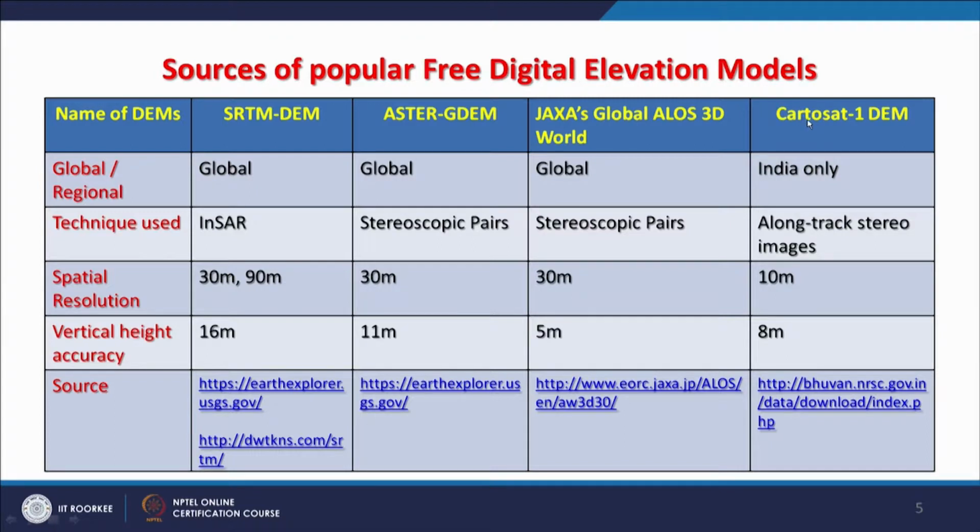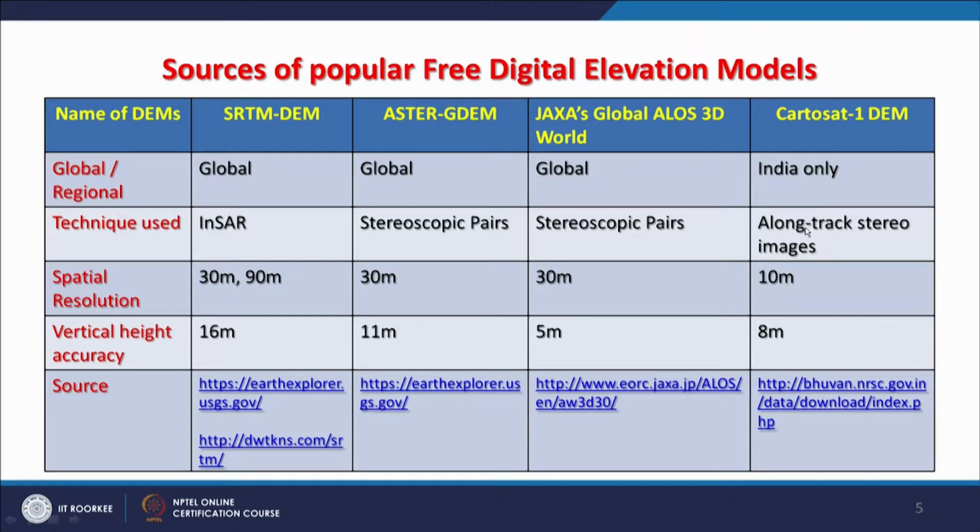Then our own Indian digital elevation model, mainly available for India. Not all parts of India, but many parts of India, and in a few years' time, hopefully for entire India, this would be available. The best part with the Cartosat is that it provides spatial resolution at 10 meter. Vertical accuracy is also quite good, around 8 meter, and a slightly different stereo pair technique has been used. This is along-track stereo images, a new invention done when this Cartosat was designed. Instead of side looking, it is along track.